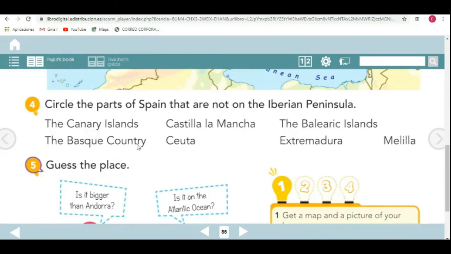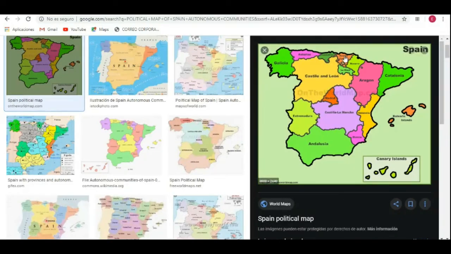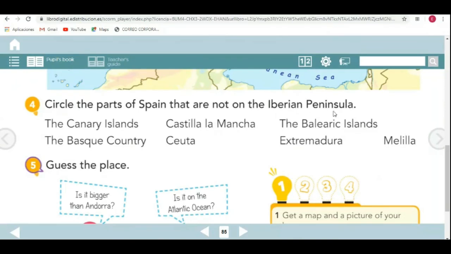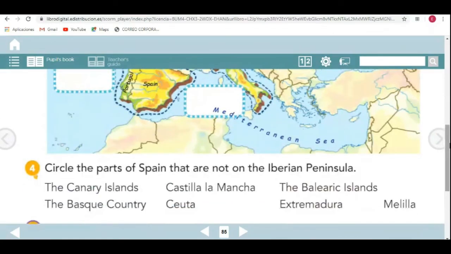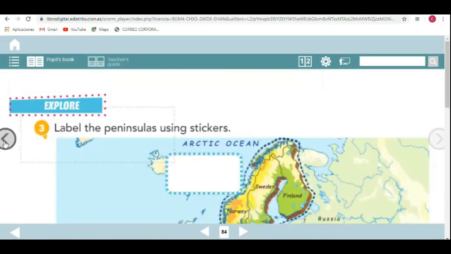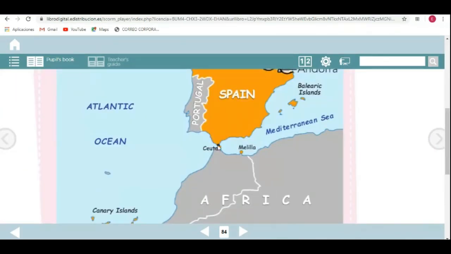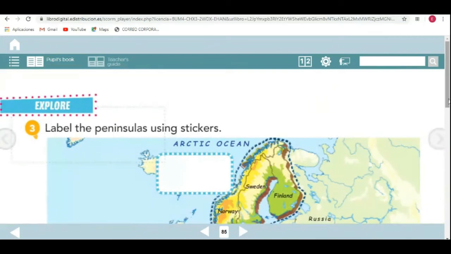The Basque Country, País Vasco, is in the north of Spain, over here. If you think that the Basque Country is on the Iberian Peninsula, do not circle. If you think that it is not part of the Iberian Peninsula, circle. Ceuta, remember that it is an autonomous city. There are two, Ceuta and Melilla. Ceuta is on the African continent. So if you think that it is part of the Iberian Peninsula, do not circle.